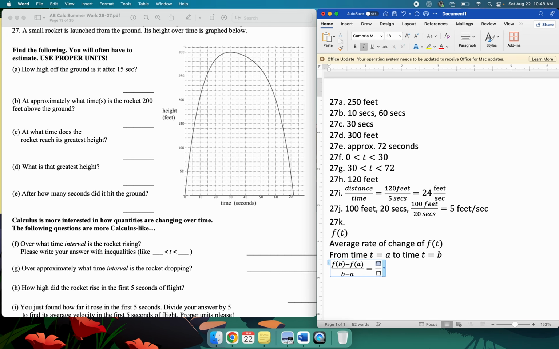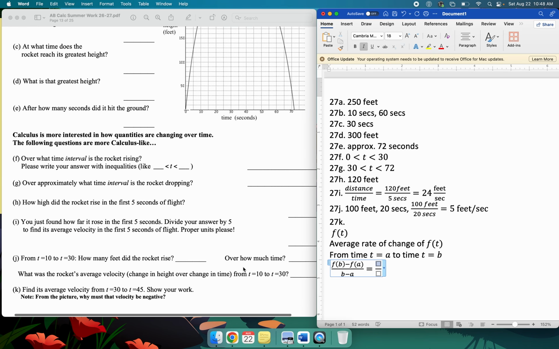In this particular problem, the function f that we're thinking about is the height, and the variable is time t. So in number k, we're thinking about the average velocity, that's the average rate of change of the height from time 30 to time 45. Notice in the numerator, it's the later value of the function minus the earlier value of the function. That would be the height at time 45 minus the height at time 30, divided by 45 minus 30.